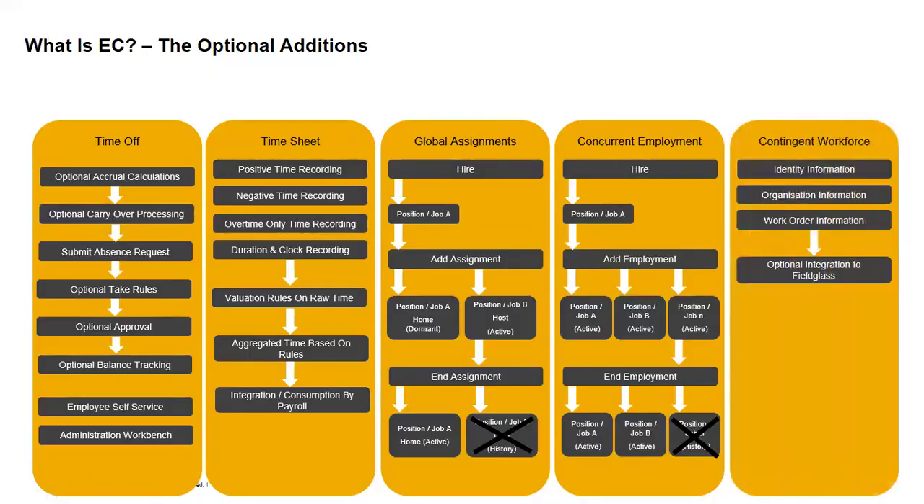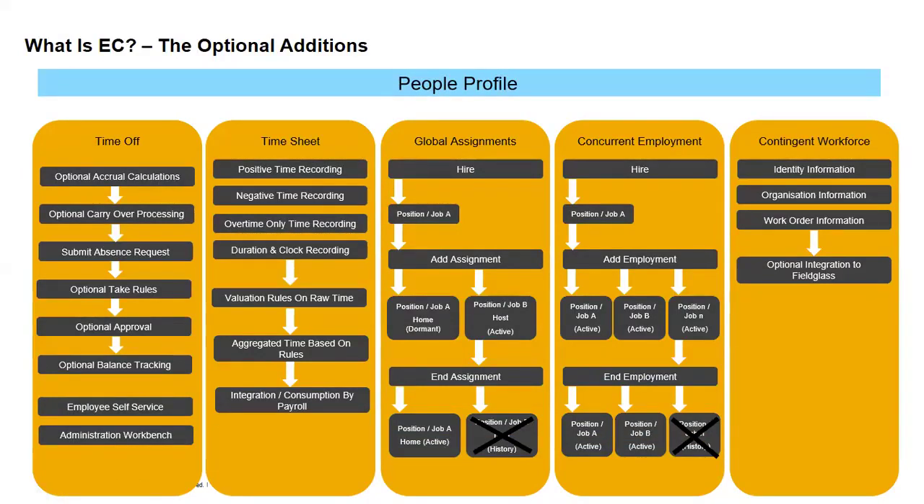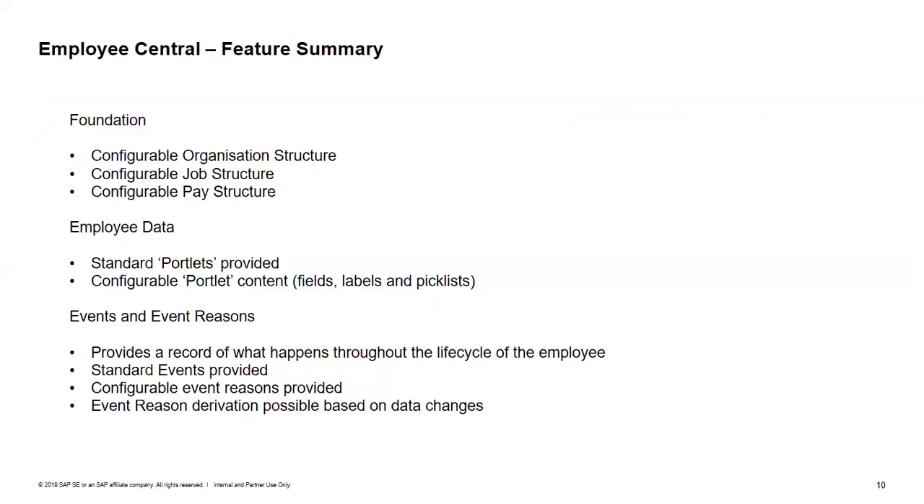And then you have contingent workforce. Contingent workforce is all about contractors. If you have a contractor, then you need to have a work order. How many hours would the employee be working? What would be the contract end date? When will the employee be starting the work? We need to have all of this information for the contractors. Now, all of these features are optional, and may or may not be required for all customers. And this is also part of your people profile.